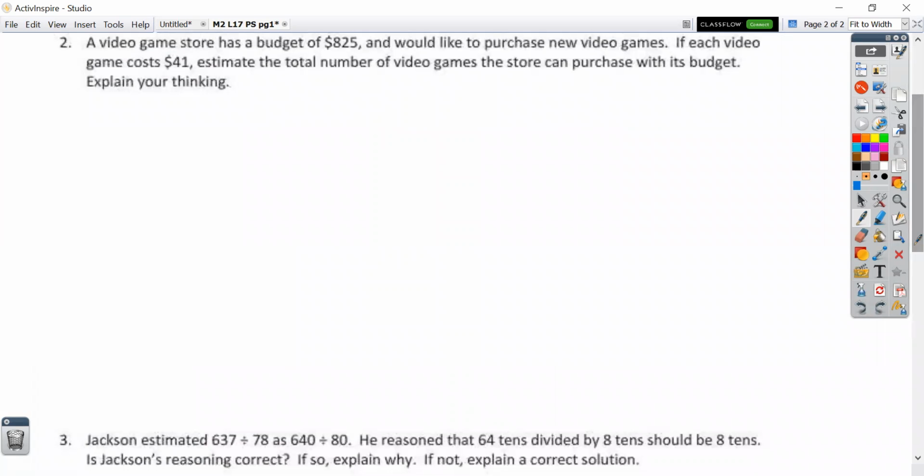A video game store has a budget of $825 and would like to purchase new video games. If each video game costs $41, estimate the total number of video games that the store can purchase with its budget. Explain your thinking. So really, we have a budget of $825 and each video game costs $41. So that's the actual expression that we need to do to solve this.